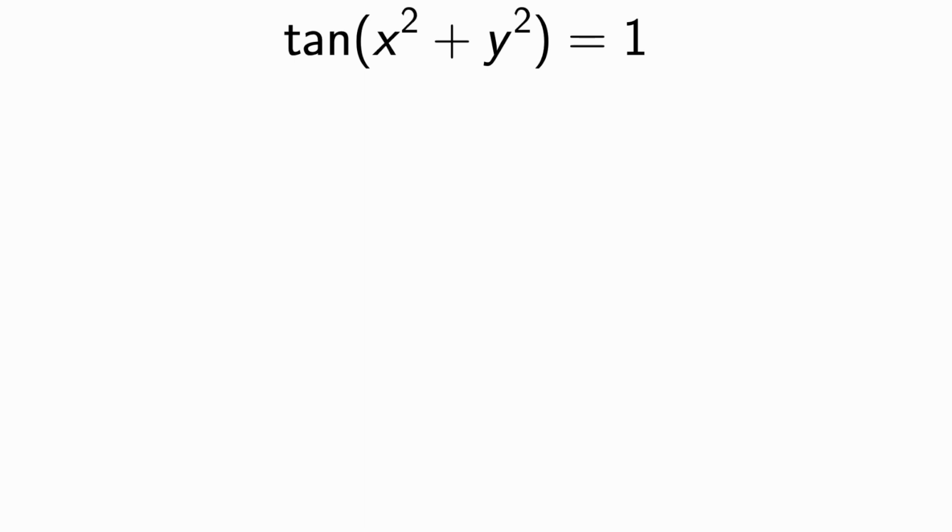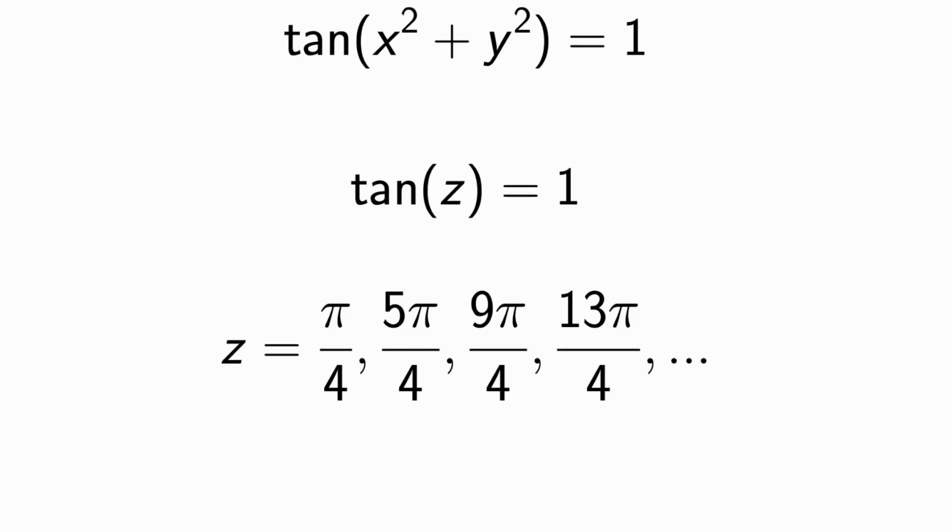So we have the equation, tan of x squared plus y squared is 1. But how does this equation produce seamlessly complex infinite circles? Let's take a closer look. Let's define z to be x squared plus y squared. So then tan of z is equal to 1.